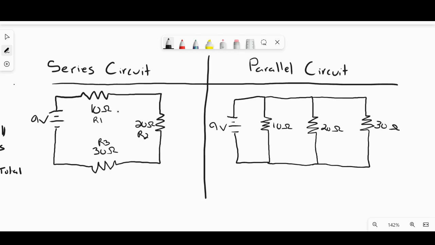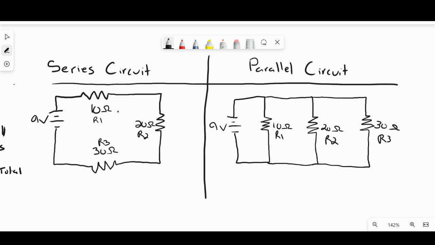All right. On the right-hand side, I have a parallel circuit. So you can see the difference between the two. Series is one continuous path versus parallel has different branches parallel to each other. Again, I have a 9-volt power supply and 3 resistors again. So I have 10 ohms, that's going to be my resistor 1. I have 20 ohms, that's going to be my resistor 2. And I have 30 ohms, that's going to be my resistor 3 value.